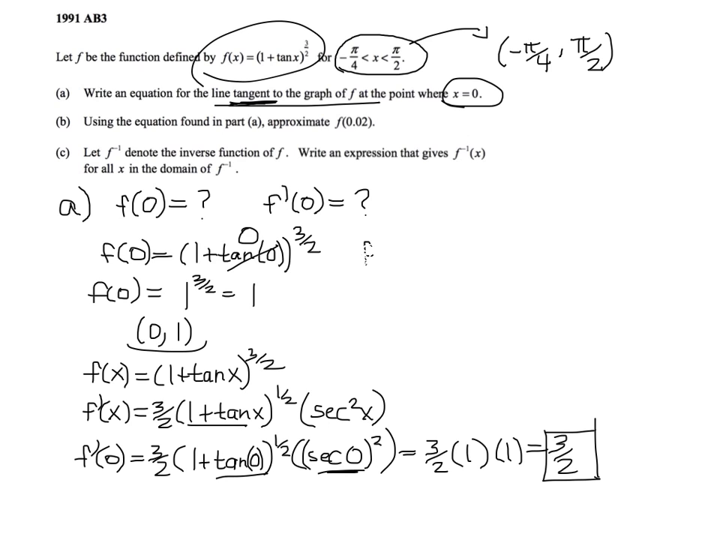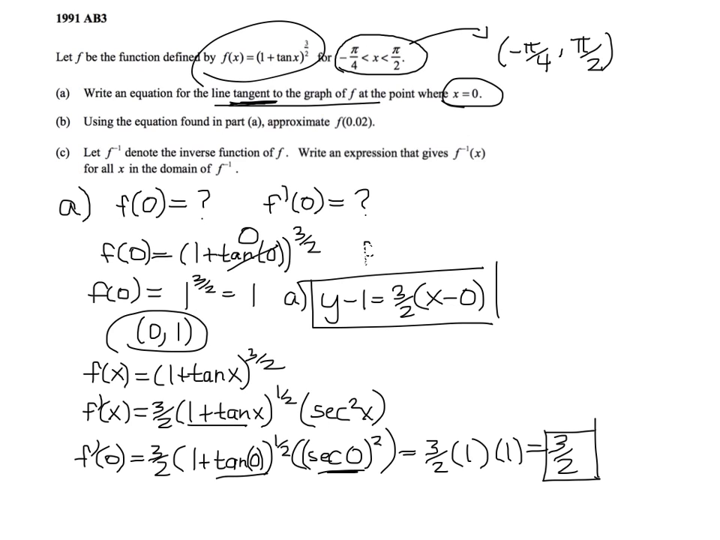So now I got my slope, I've got my point, so then my equation for part A would be y minus 1 equals 3/2 times x minus 0. There's my equation. Alright? And that's part A. Part B, it says take the tangent line you just used. It says use the equation found in part A to approximate f of 0.02. So all I want to do is, well, that's just plugging that 0.02 in for x.